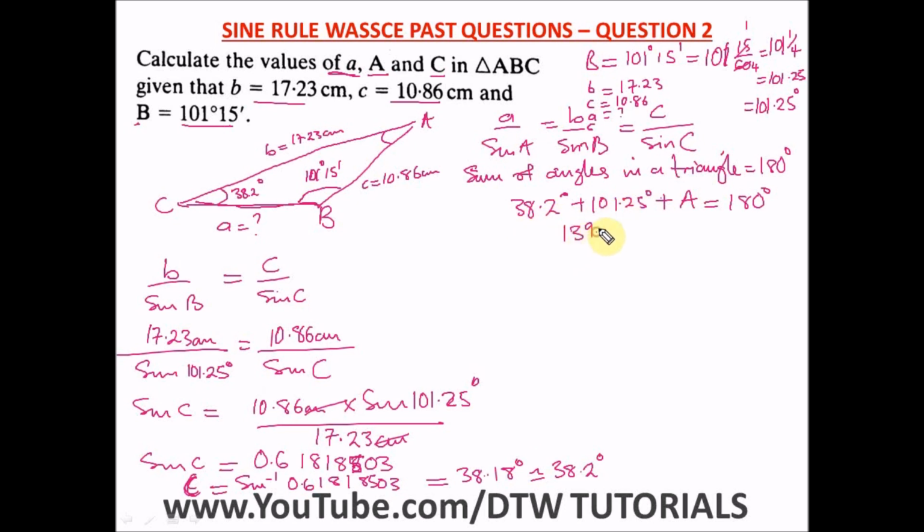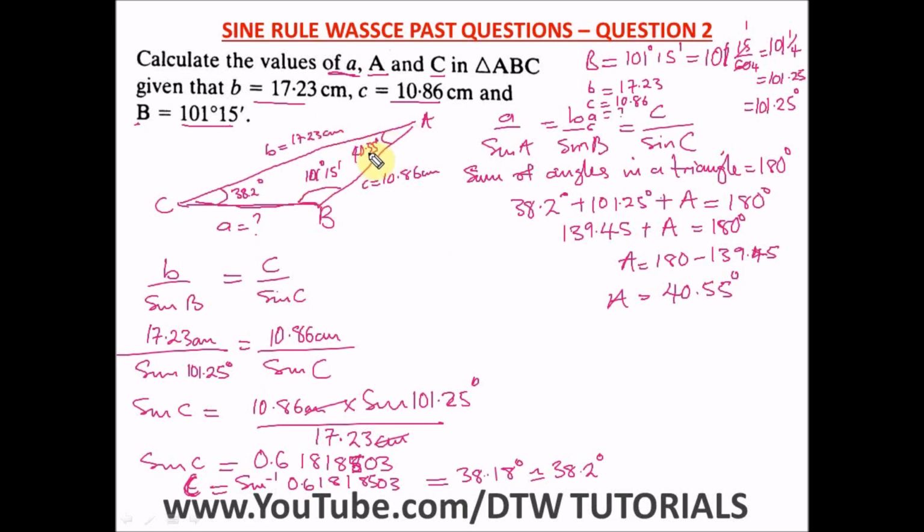here 39.45 plus A equal to 180 degrees. Take this to this side. We have A is equal to 180, taking this will be negative, so minus 39.45. When you subtract this, we're going to have 40.55 degrees. So this is angle A.